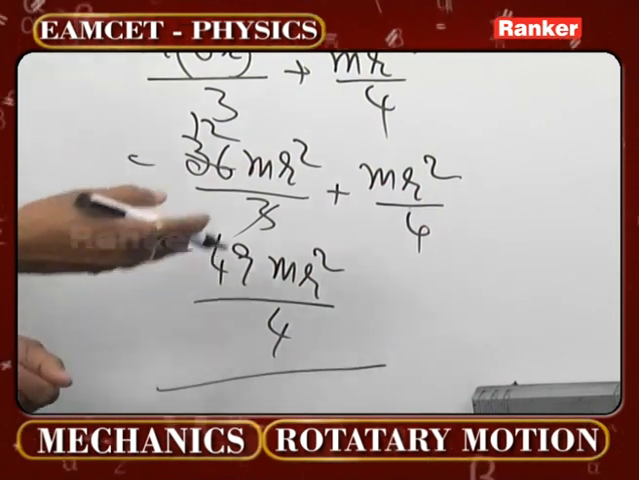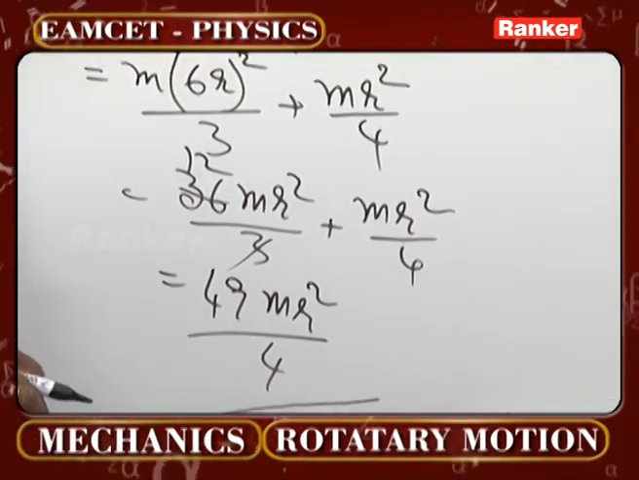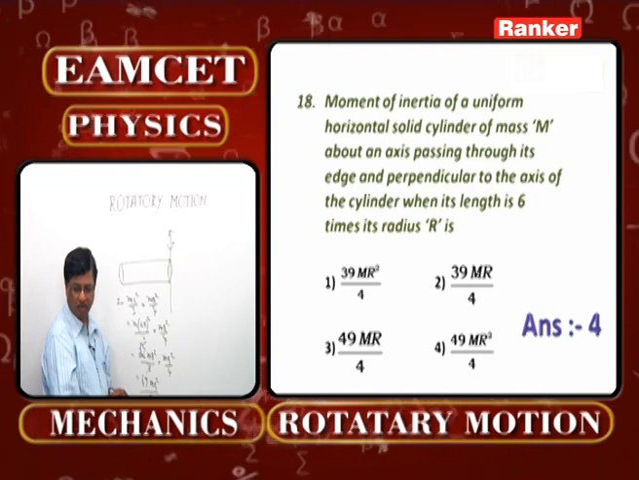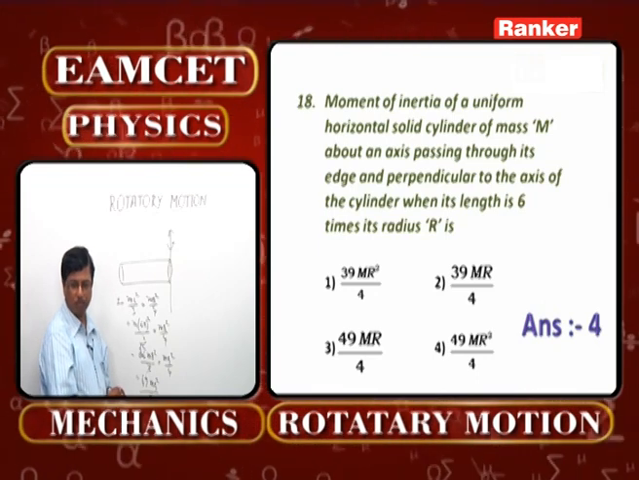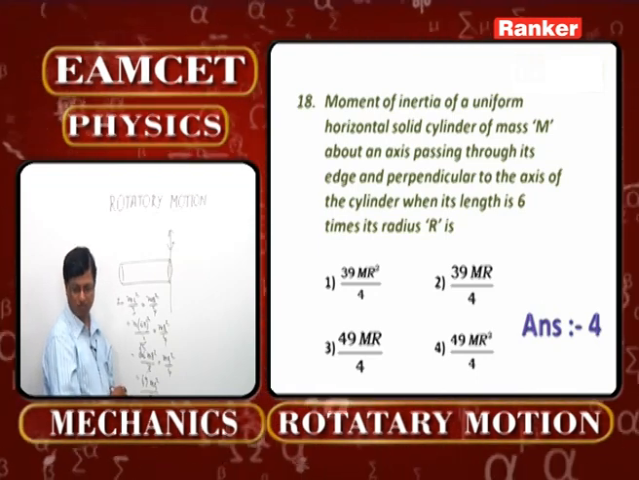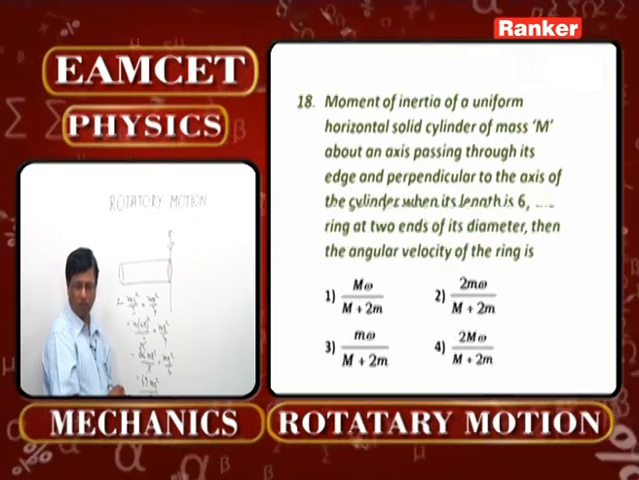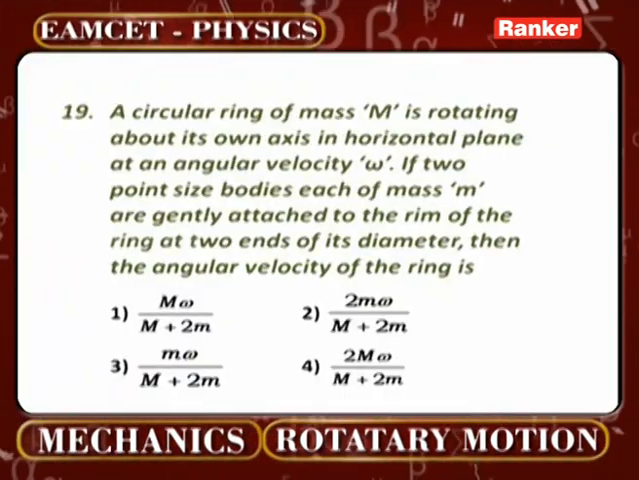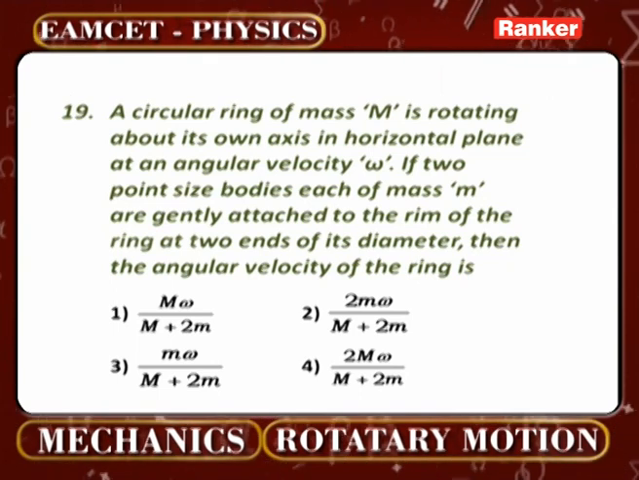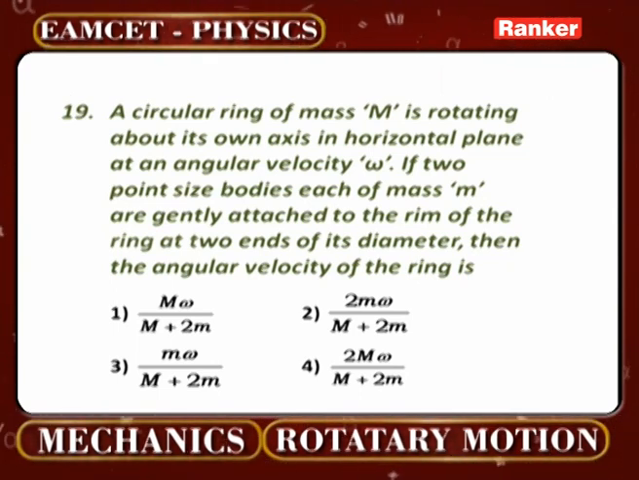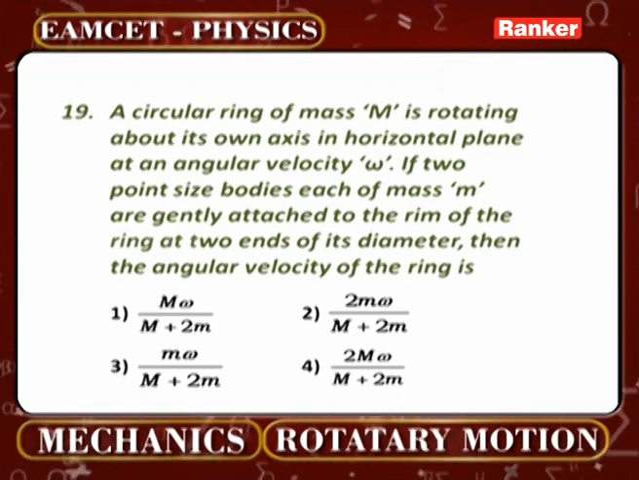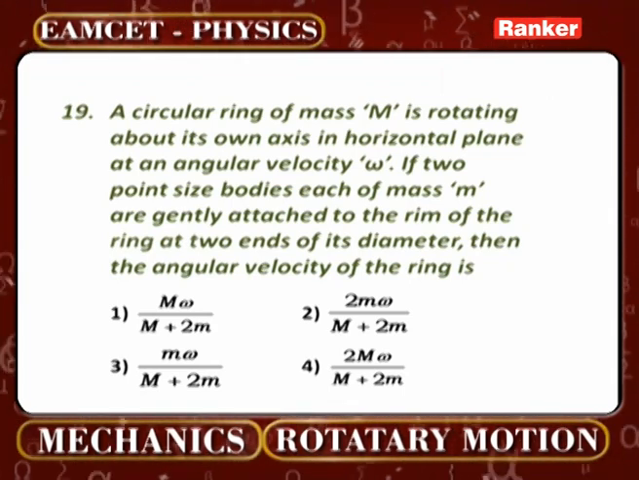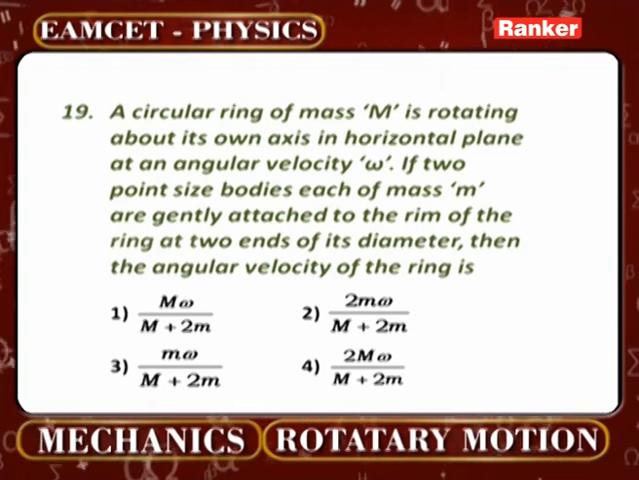What is 49 mr square by 4? Which option is tallied there? Option number 4 is exactly 49 mr square by 4. That is the concept. Now let us switch over to problem number 19. A circular ring of mass capital M is rotating about its own axis in a horizontal plane at an angular velocity omega. If two point-sized bodies each of mass m are gently attached to the rim of the ring at two ends of the diameter, then the angular velocity of the ring will be how much?